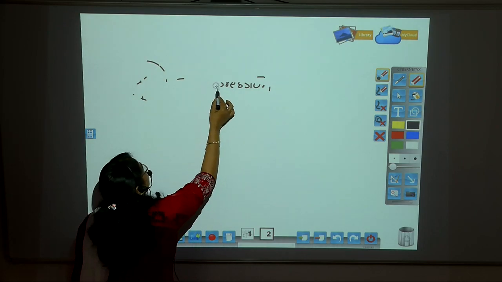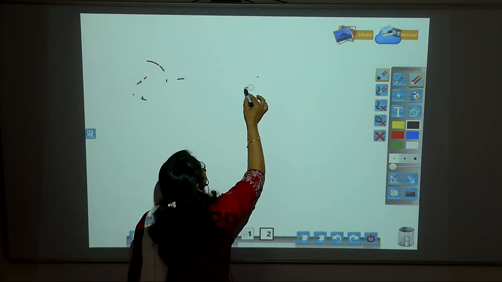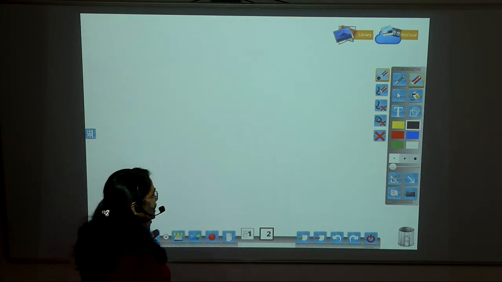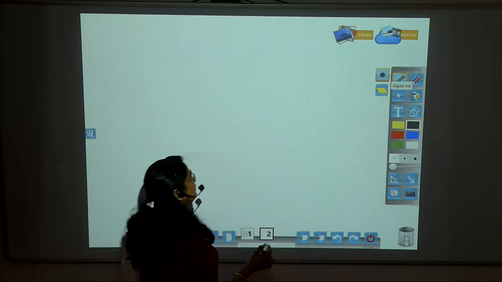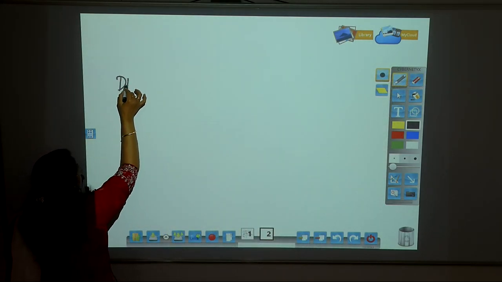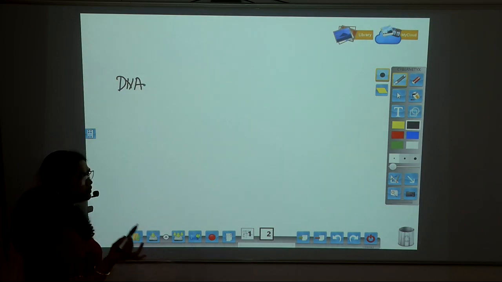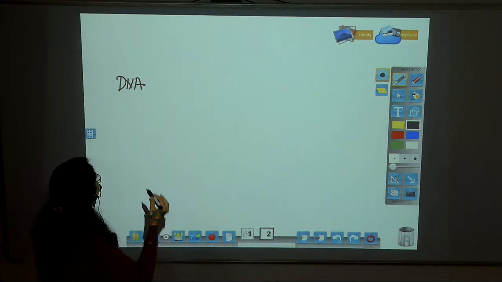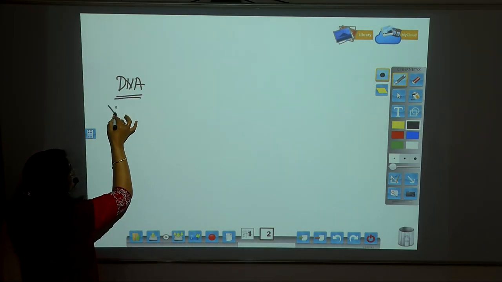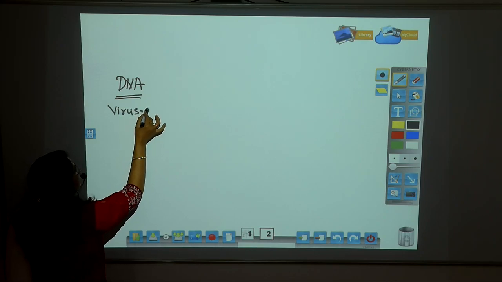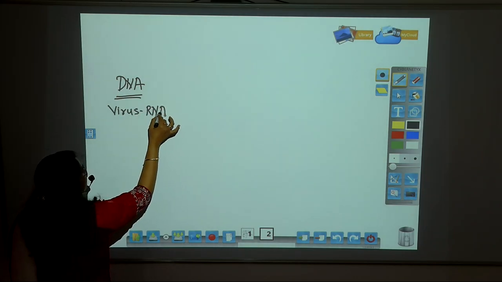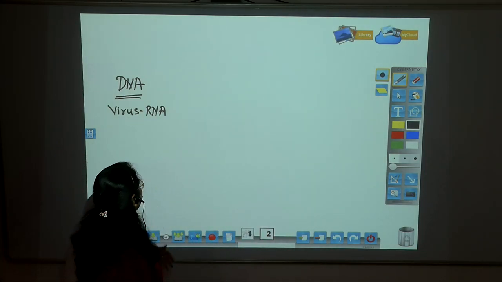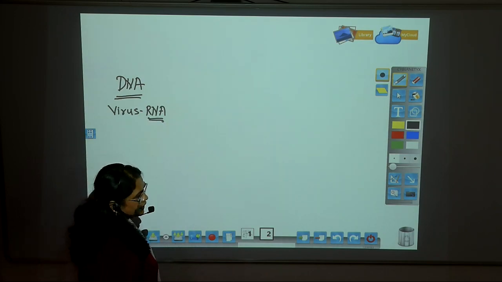So when you talk about DNA, it is a double-stranded structure. It is the genetic material of all living organisms. All the genetic information is stored in this DNA. Few viruses also have RNA as a genetic material. For example, retroviruses like the HIV virus have RNA as a genetic material.